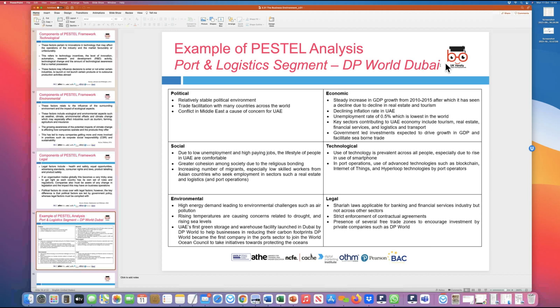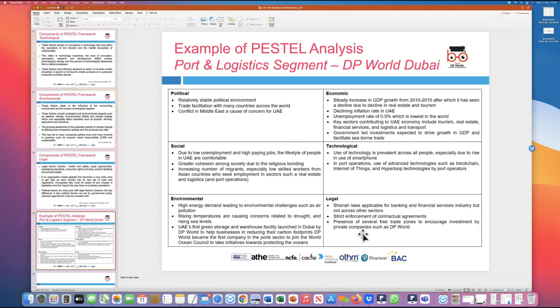I've taken up an example here of the Dubai port, and on this slide I've classified some of the factors, and how they can affect the operations of the port and logistics side of things in Dubai, and some of the external factors, how they can affect the business transactions for that particular port.